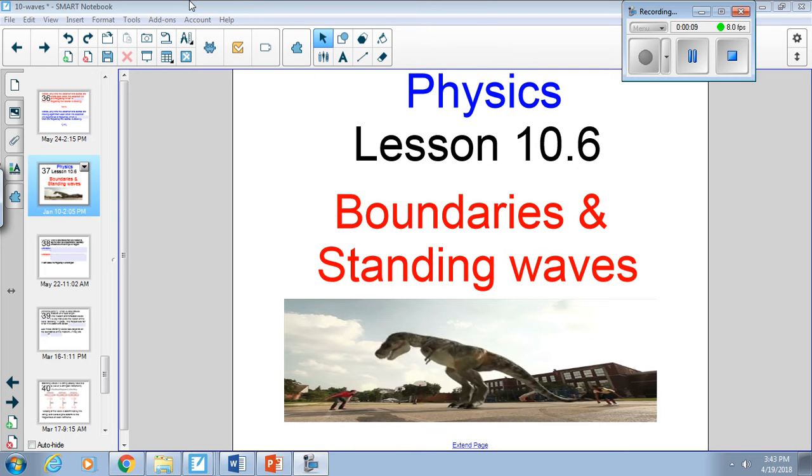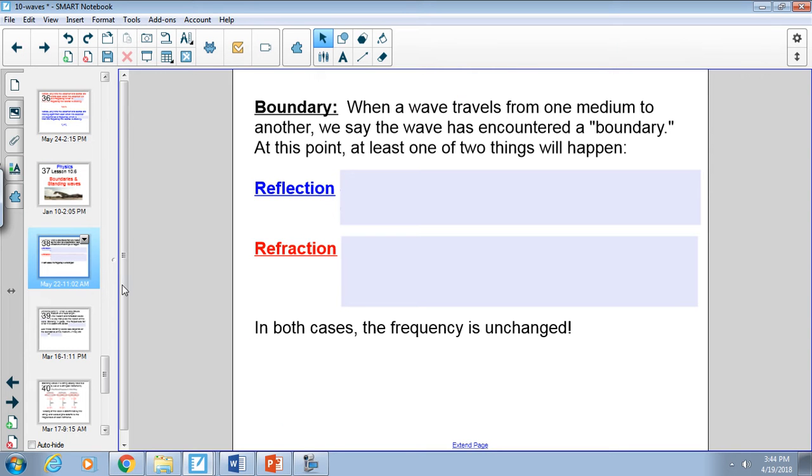Physics lesson 10.6, boundaries and standing waves. Jump roping. Oh, silly Tyrannosaurus Rex. Alright, so first let's talk about a boundary.